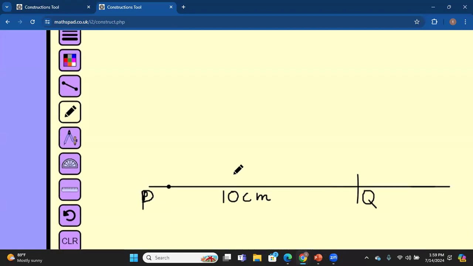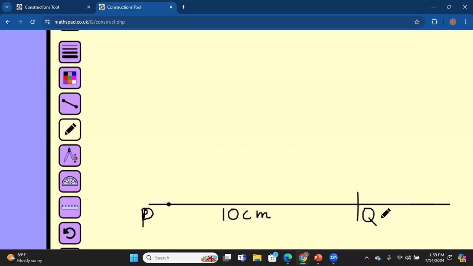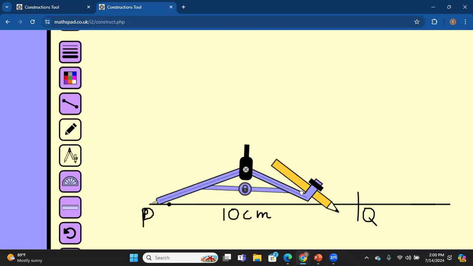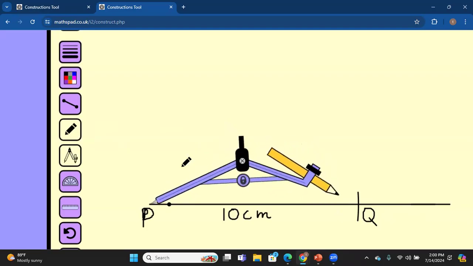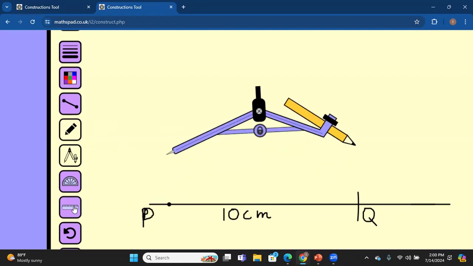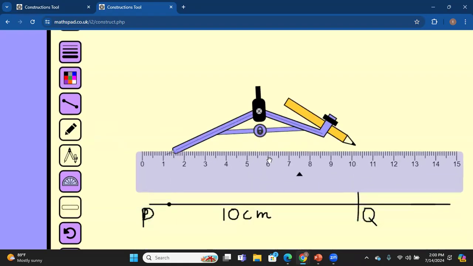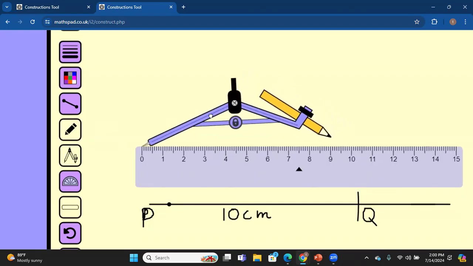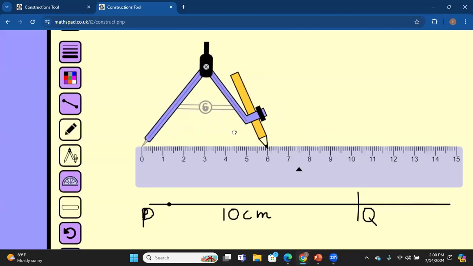And what else do they say? So PQ is 10 centimeters, and then I want PR. PR is going to be 6 centimeters. So we're going to come at the beginning of the line, and the first thing we're going to do is mark out 6 centimeters on our ruler. So we start at 0, and then we go to 6 centimeters. So 6 centimeters should be right about there. All right, so that's 6 centimeters right there.